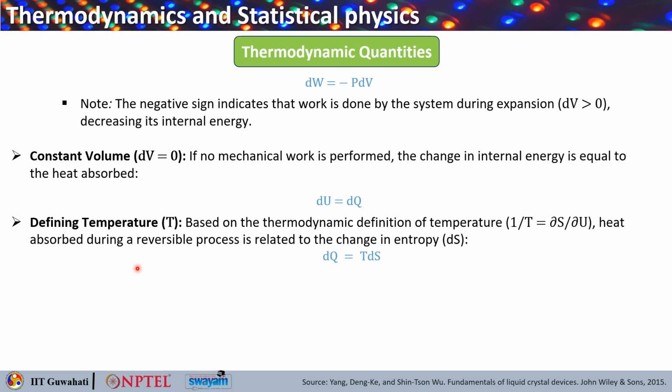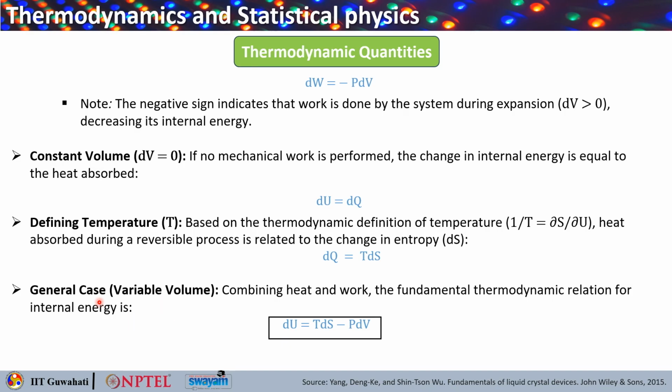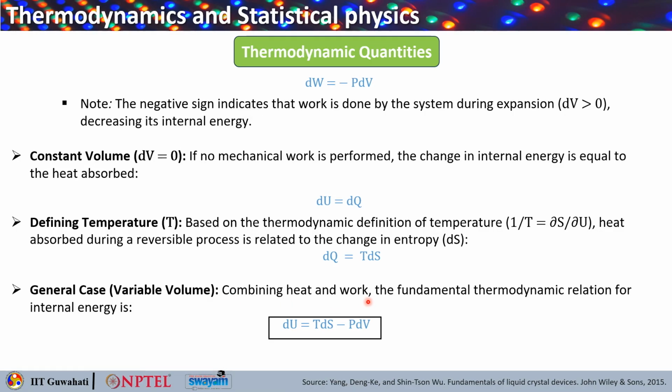So, how do you define the temperature? Based on the thermodynamic definition of the temperature, that is 1 over capital T equals ∂S over ∂U. So, the heat absorbed during a reversible process can be related to the change in the entropy, that is dS. So, you can write dQ equals TdS. So, if you consider the general case where you consider a variable volume, there you can combine the heat and the work together, and the fundamental relationship in thermodynamics for internal energy becomes like this, where you have dU equals TdS minus PdV.